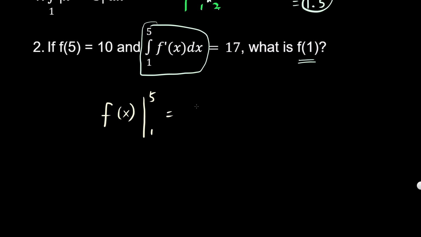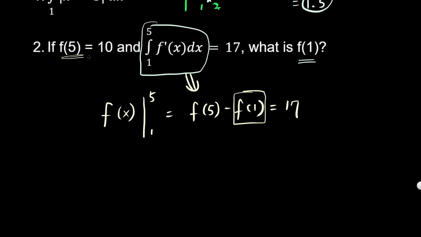So what is that equal to? It's going to be f of 5 minus f of 1. Okay, that's what this value is actually. Well, it says it's equal to 17. All right. All we got to do is figure out what this is, f of 1. Well, what is f of 5? It says it's 10. It's given. So 10 minus that unknown, or the answer that we're looking for, is equal to 17.